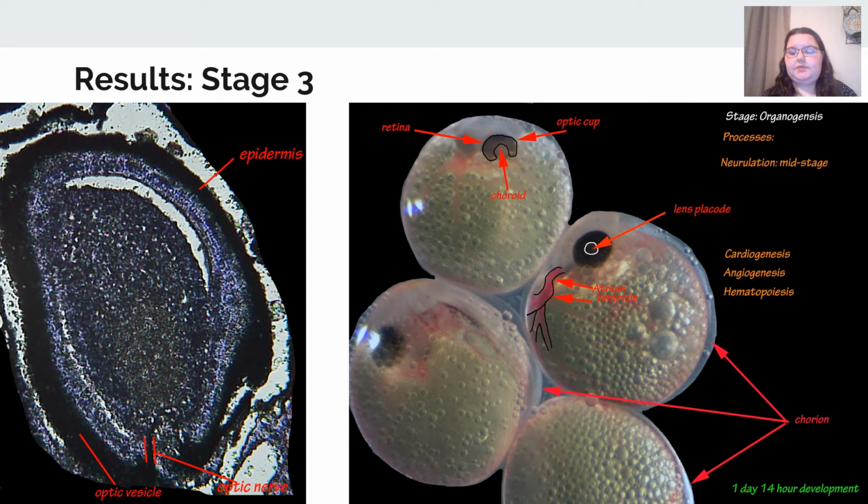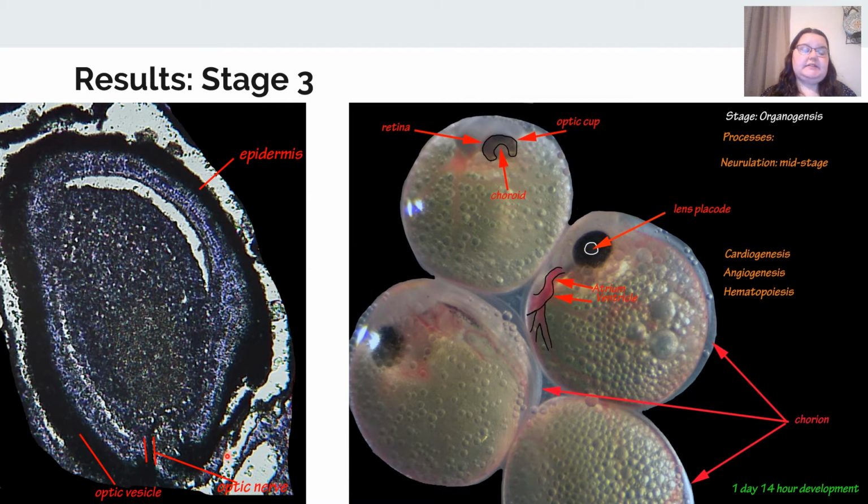In this stage, organogenesis is occurring, which is the creation of the organs and organ systems. And one process that occurs in this stage is neurulation. So, as you can see in this image, the optic cup is forming, which will eventually become the eye, the choroid, which is the inner part of the optic cup, and the pigmented part of the eye is beginning to form, as well as the retina.